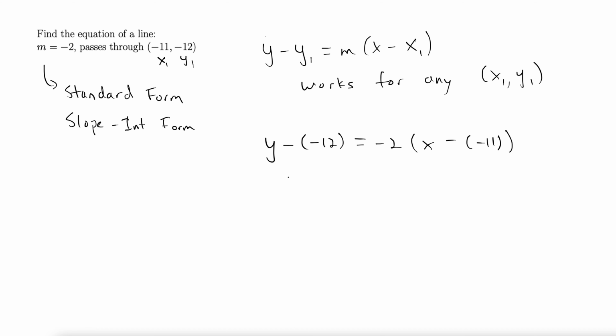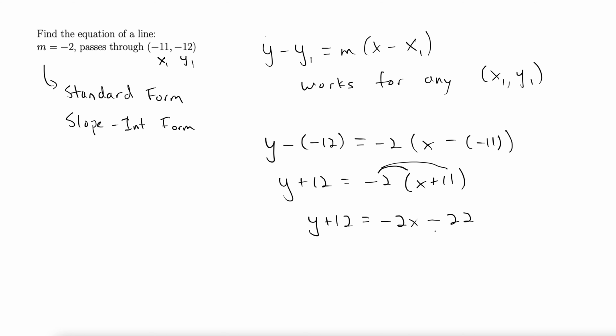Okay, so there we've done it, we've plugged in. Now the rest of this problem is just simplifying. That gives us y plus 12 equals -2 times (x plus 11). Let's go ahead and distribute the -2. y plus 12 equals -2x minus 22. And right here is a really good time to go to standard form if the problem calls for that. Remember, standard form is ax plus by equals c, where a, b, and c are integers.